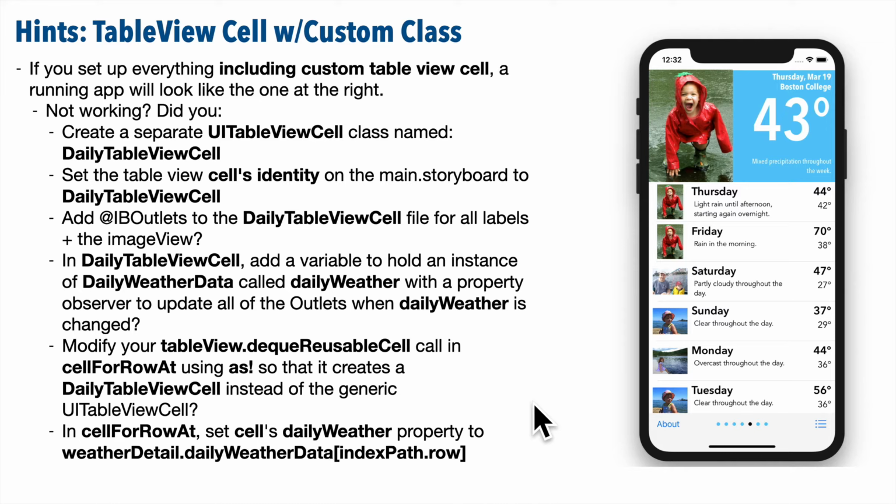And then also in your tableView cellForRowAt function, you need to make sure that you set your cell's dailyWeather property to weatherDetail.dailyWeatherData, and then in brackets indexPath.row. And once that's set, that should go ahead and call the property observer to update all of the IB outlets and make sure that your data is showing.